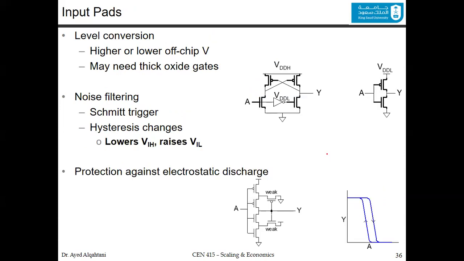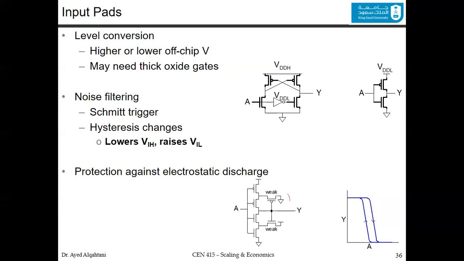Now for the input pad, we worry about the level conversion, higher or lower off-chip voltage, and may need thick oxide gates. We usually use inverters to control the input. You also have VDD at high and also VDD at low. So if you have the A as an input here, the Y will be generated based on your choice. For noise filtering, sometimes we use a Schmitt trigger or hysteresis, where you will have a lower VIH but it raises the VIL. Also, you need protection against electrostatic discharge, and we will see this soon. So we can use this circuit as well.